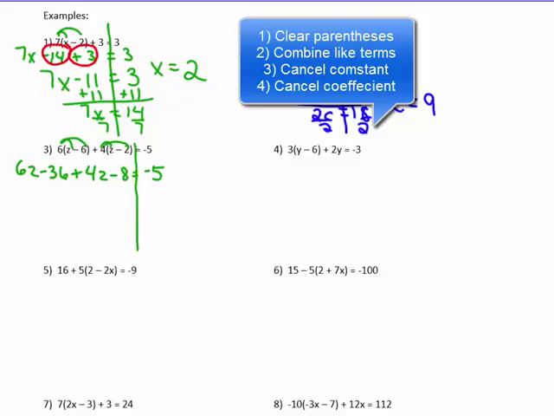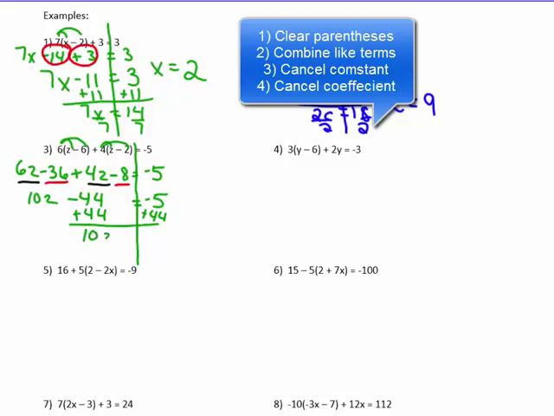I forgot my line. What's nice about checking is once you get your final answer, you can determine right away whether you're right or wrong. This time I have like terms: the 6z and the 4z. And I have the negative 36 and the negative 8. They're both negative, so I'm going to add those together, which is going to give me negative 44 equals negative 5. Now we're going to add 44 to both sides.